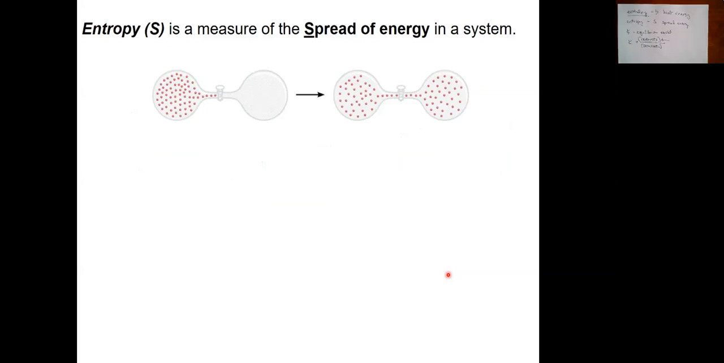So we've said it before, we'll say it again. Entropy is the spread of energy. That's why we give it the symbol of S, which is kind of nice and convenient. We don't always have good reasons for our acronyms.